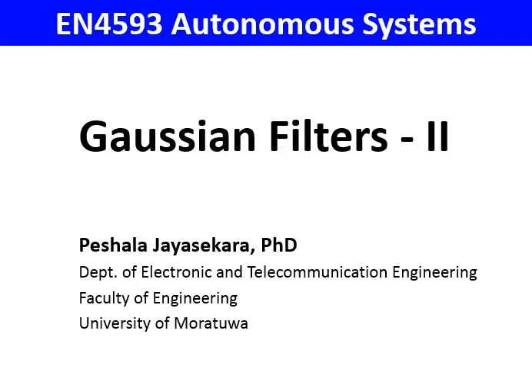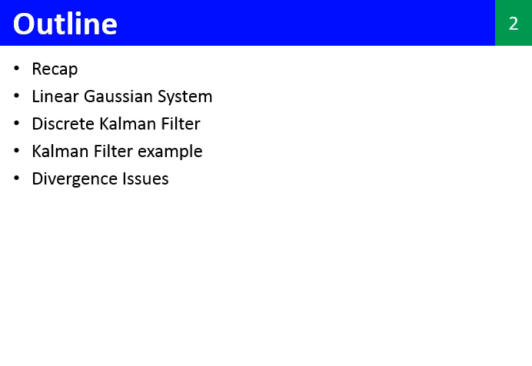Today we are going to look at the second part of Gaussian filters. Here is the outline. First we will have a recap on what we studied last time. Next we will look at linear Gaussian systems. The main focus for today is the discrete Kalman filter, and after understanding the concepts we will do an example. Finally we will discuss the divergence issues.